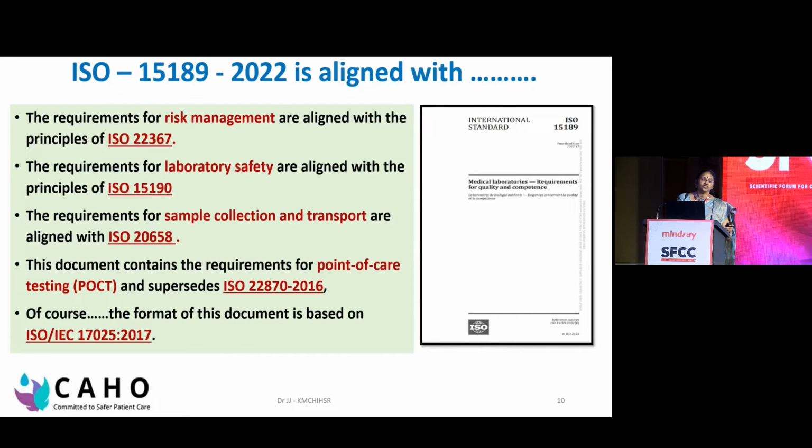Now, this document also aligns, like I told you, with risk assessment. It takes up the ISO 22367 document. For lab safety, the ISO 15190 document. Sampling and transportation, the ISO 20658 document, as well as of course, the format of this is going to be based on the ISO 17025:2017 document.